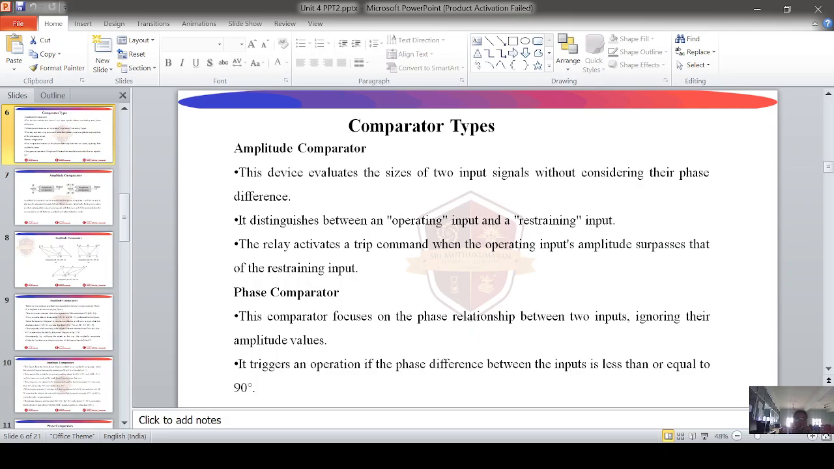Comparator types. There are two types: amplitude comparators and phase comparators. Amplitude comparator compares signal magnitudes. Phase comparator compares phase angle difference. Each type is used for specific protective schemes.